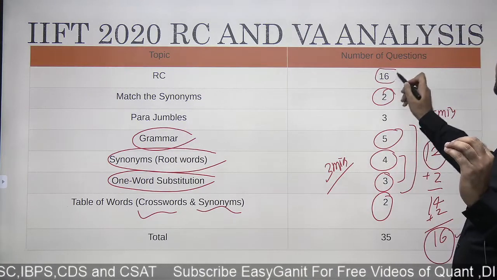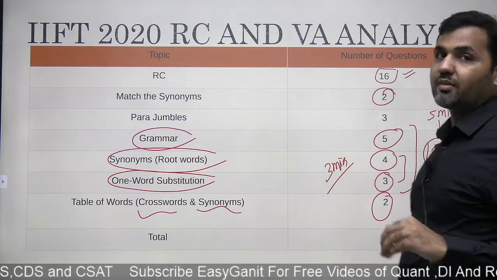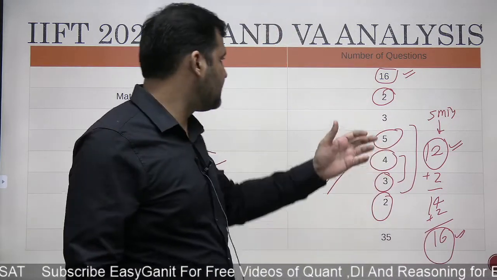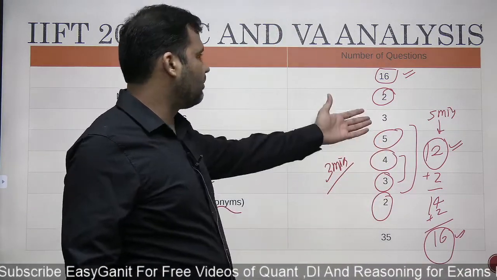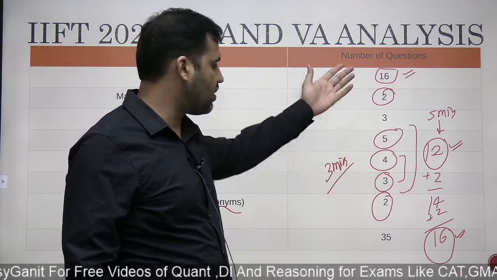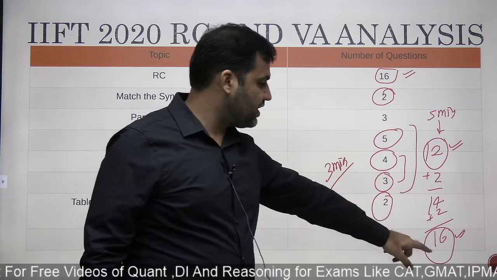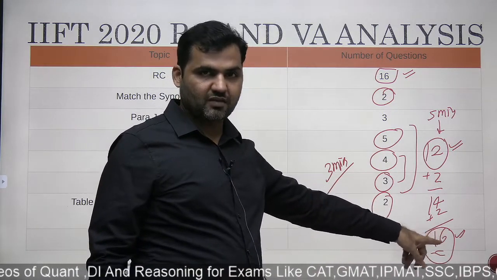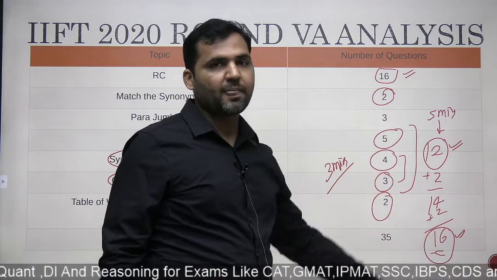RC, I would say, you can say that will take as much time as you will be spending to solve one quant and DI questions, but not these 16 questions, right? Parajumbles might take you as much time as you will be taking to solve quant section, but not these, right? 16, this is your selection, right? These are the 16 questions that will decide your selection, guys, in IIFT, right?